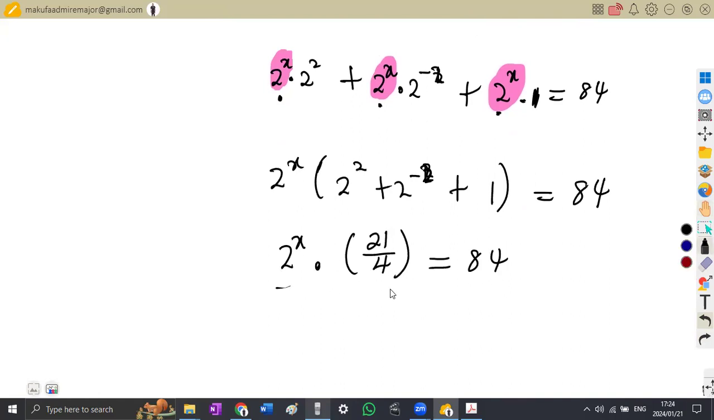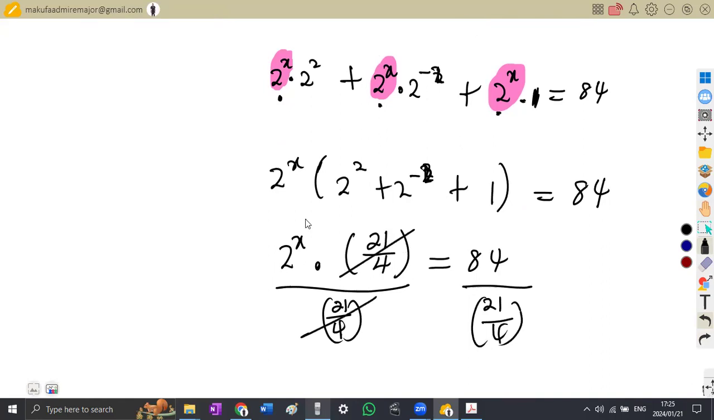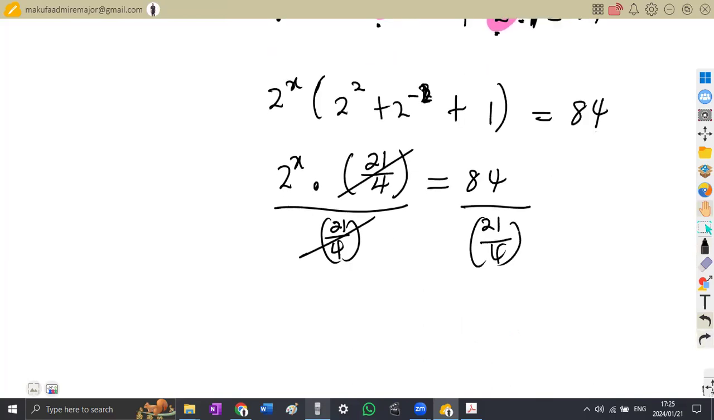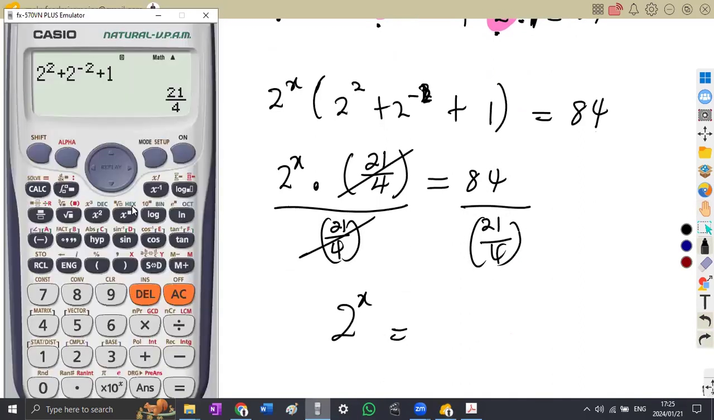So you can divide by the bracket. We can divide by 21 over 4 on both sides so that we remove this and just remain with 2 to the exponent of x. Thus, 2 to the exponent of x is equal to this divided by this. Let's divide and see what we're going to have at the end. 84 divided by the answer that we had before is going to be 16.